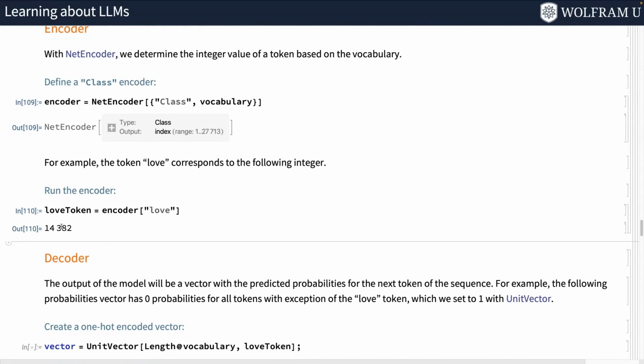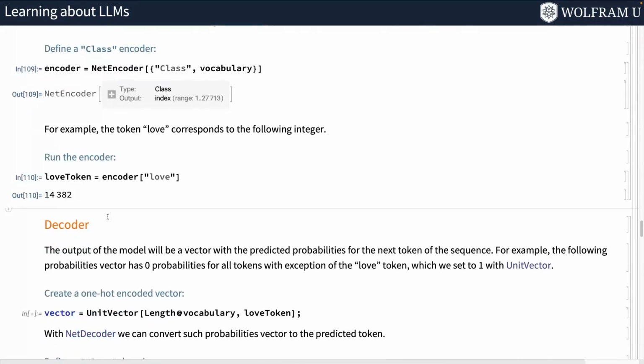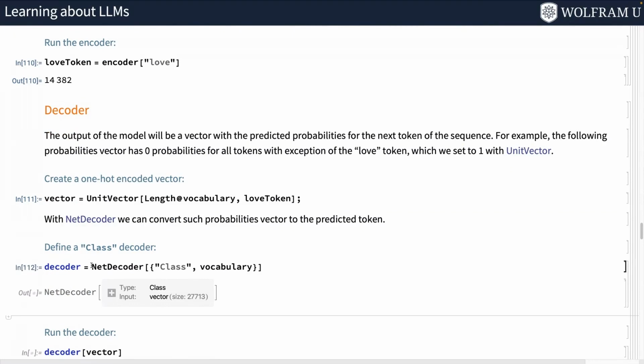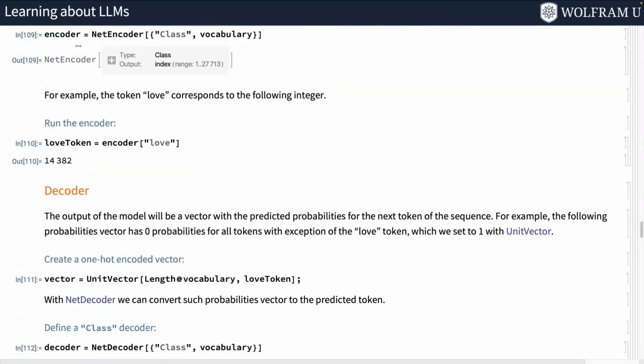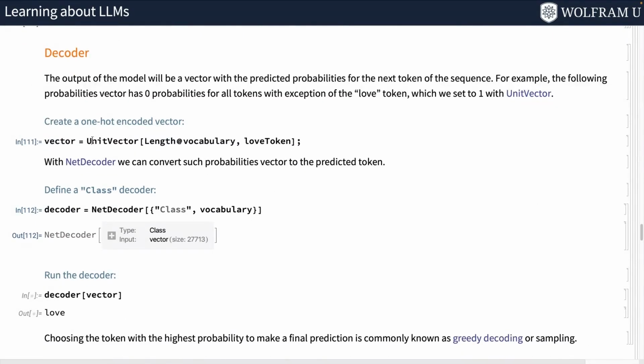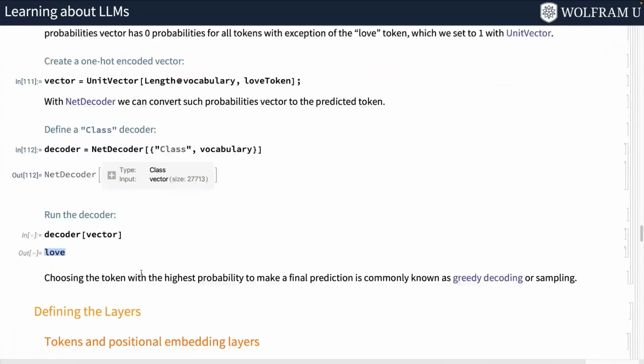At the end of a network, I'm going to have to go from a number back to a word. This unit vector is performing something called one-hot encoding. Basically, this is a vector that is 0 everywhere and is 1 at position 40,382. If I generate it, and then invert this net encoder using a net decoder with the same vocabulary, I can use the decoder on this unit vector and go back to love, which is nice.